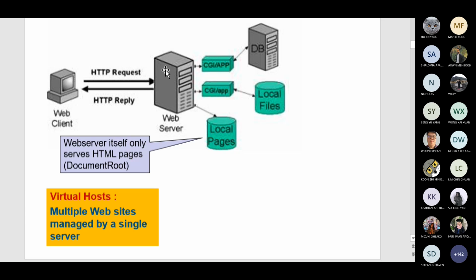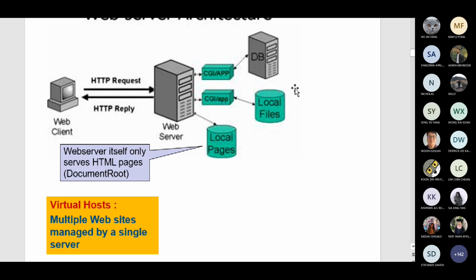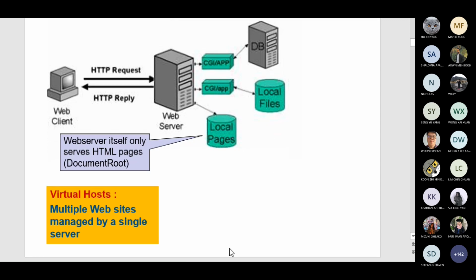Or if it is a complicated thing like we're submitting a form, then it has to be handled by a CGI app, which can access either local files or sometimes we'll hook it up to SQL Server or MariaDB or Postgres, to handle things that might come from a database. And this idea of virtual hosts is that multiple websites can be managed by a single server.